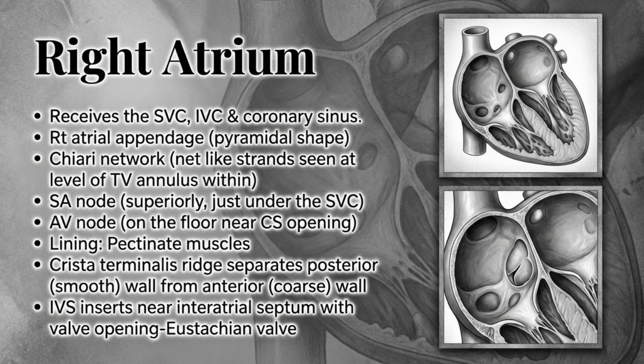The right atrium receives the SVC, IVC, and coronary sinus. It has a pyramidal right atrial appendage, a Chiari network, and pectinate muscles lining. The IVC inserts near the interatrial septum, with the eustachian valve opening.